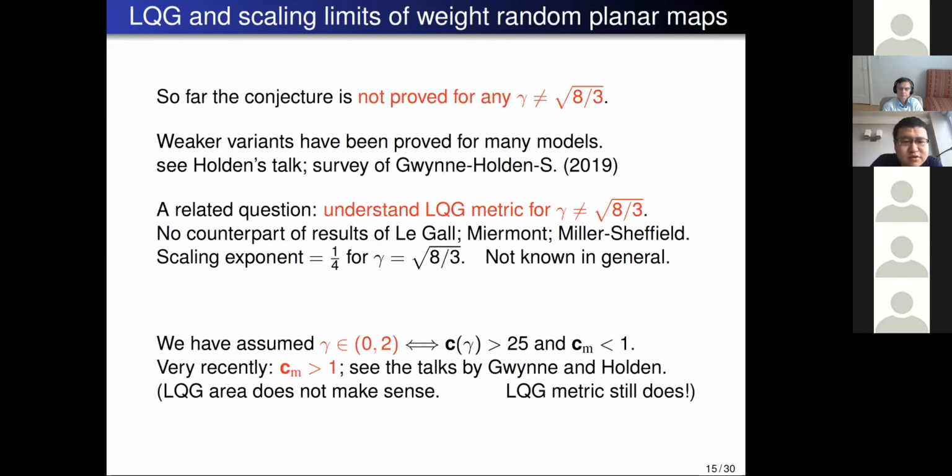And I also want to mention that throughout our lecture, we have assumed this gamma parameter is between 0 and 2, which corresponds to the central charge for the Liouville theory being bigger than 25, and the central charge of the matter being smaller than 1. But very recently, people are starting to think about the case where the central charge is bigger than 1. And in this case, the Liouville area measure doesn't make sense anymore because the theory of Gaussian multiplicative chaos doesn't apply. But the Liouville metric still makes sense. And I will refer to the talks by Ang and Holden for more details.